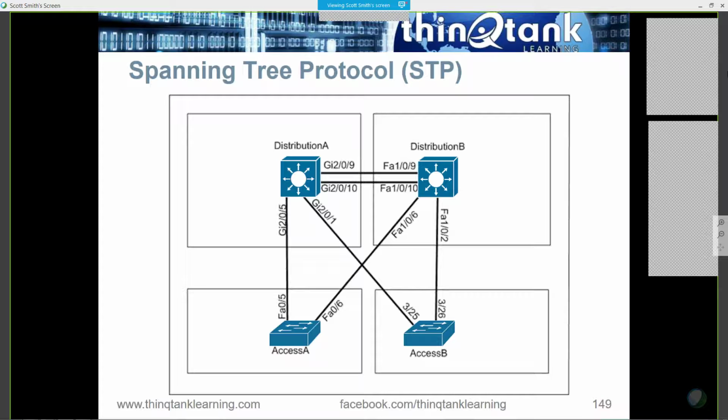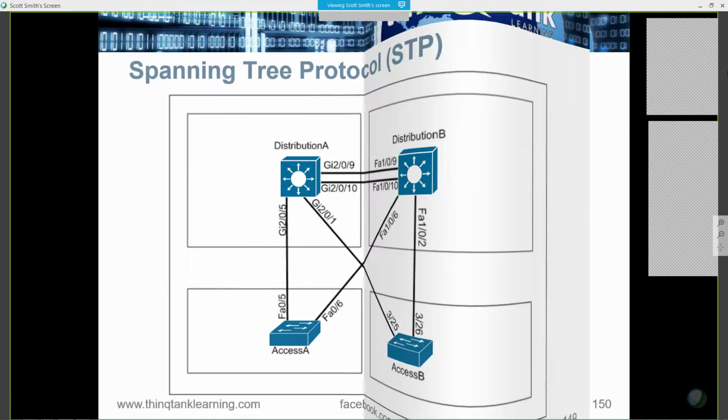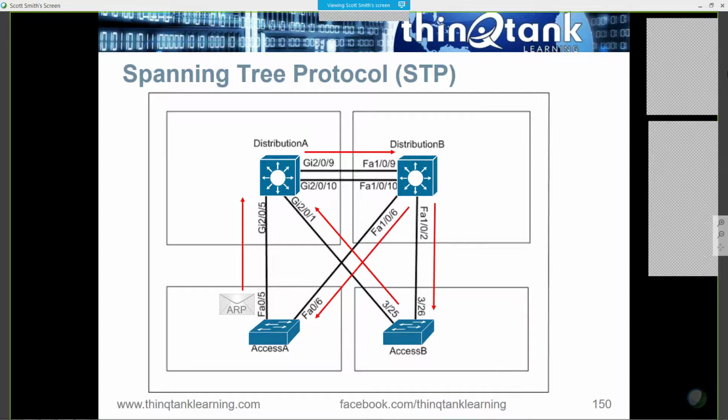Layer 2 loops are very, very bad. All right? If an ARP request gets created, for example, and you're not running spanning tree, essentially what's going to happen is that ARP request is going to get flooded around the network over and over again until the network is completely saturated with traffic.